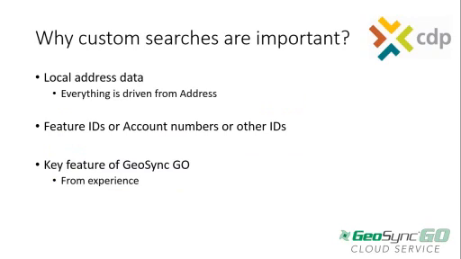You might also want to create a search file on different attributes of your GeoSync GO layers or your GIS features, such as feature IDs or other fields that are important to search on. An example of this might be hydrant IDs or even meter IDs with account links to the customer billing database. Search files are a key feature of the GeoSync GO software. We've learned this from years of mapping experience.